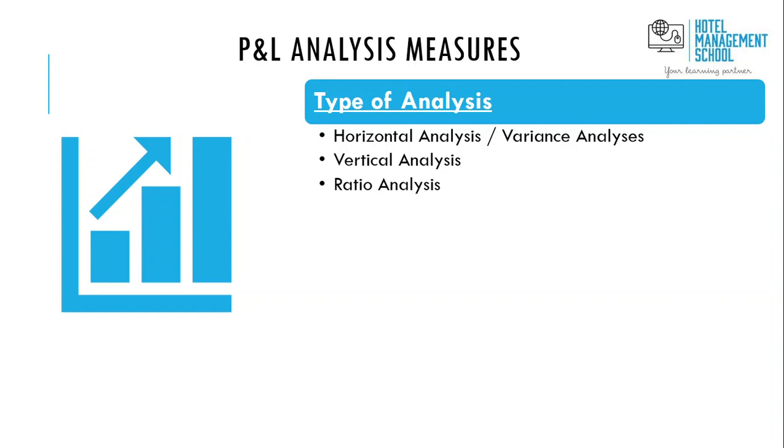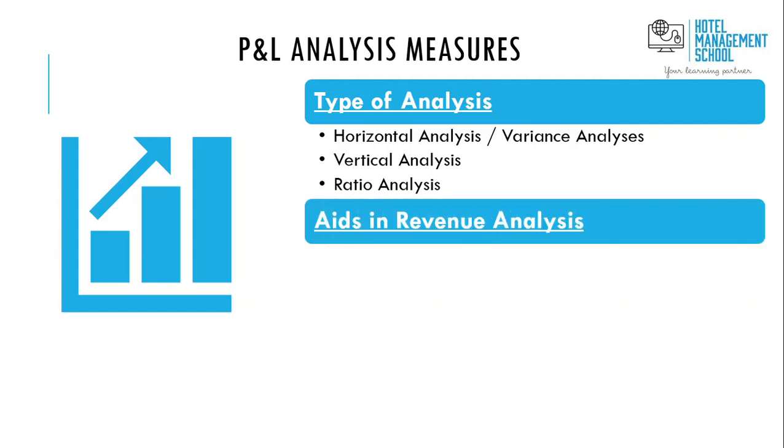Then you have something called vertical analysis. Vertical analysis will bring the P&L into a common size so that you can estimate all the expenses as a percentage. So we're going to be learning that in the future as well. And finally, there is ratio analysis, i.e., occupancy and ADRs or other types of ratios, which help us to make sense of the different figures.